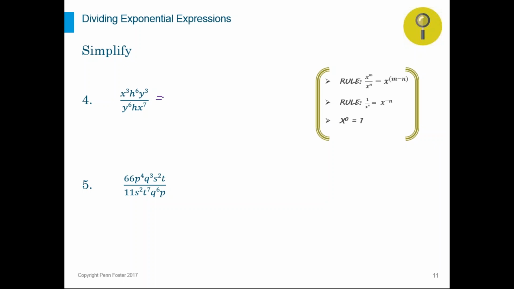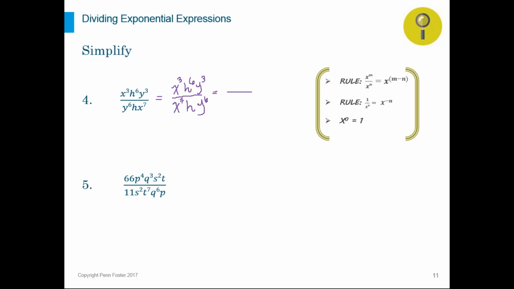So I'm going to just rewrite my question for my convenience. So x to the 3rd, h to the 6th, and y to the 3rd. That top part will be the same. Now reorder the bottom part. So the x is under the x. So x to the 7th, I'm going to bring it to the front. And then next I have the h, and then y to the 6th. Now by looking at the variables, I can just match them and do the subtraction of the powers easily. Okay, let's do that together.